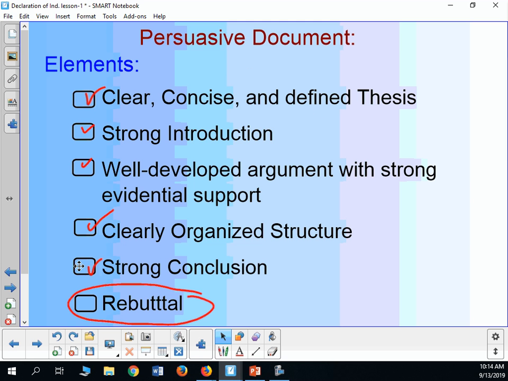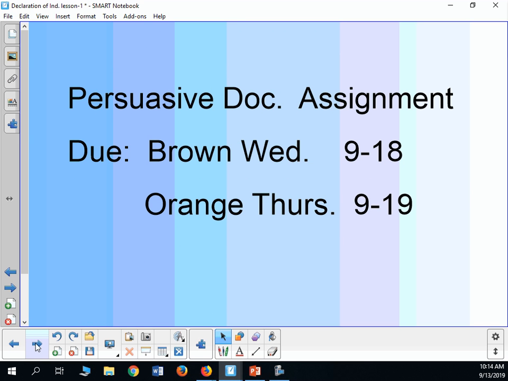All these elements do exist within the declaration except a rebuttal. That is missing. And so as a result, we're going to do an activity in class that includes that. All right. This is a persuasive document that we're going to do. It is due the 9th for Brown, Wednesday 9/18 for Orange, Thursday 9/19.